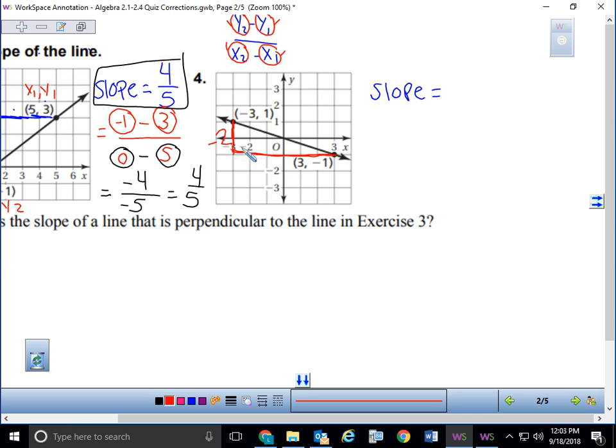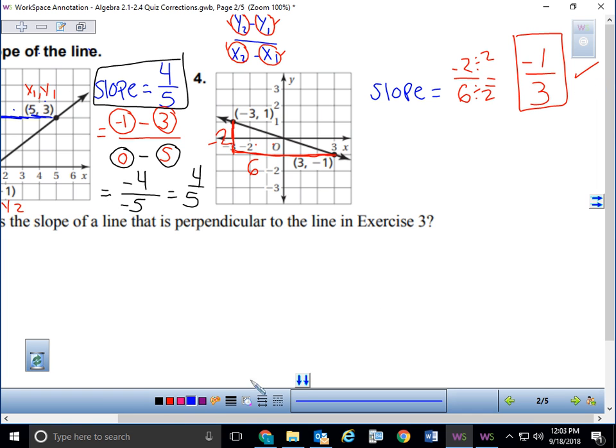Negative 2 boxes I fell. And I ran 1, 2, 3, 4, 5, 6 boxes. So starting with my slope, I'm going to do the fall over run, which is negative 2 over 6. But you always simplify your fractions. If you don't, I take off half a point. Negative 2 divided by 6. Well, I can simplify that by dividing top and bottom by 2, because that's a number they both have in common. So that gives me negative 1 over 3, which is the slope.